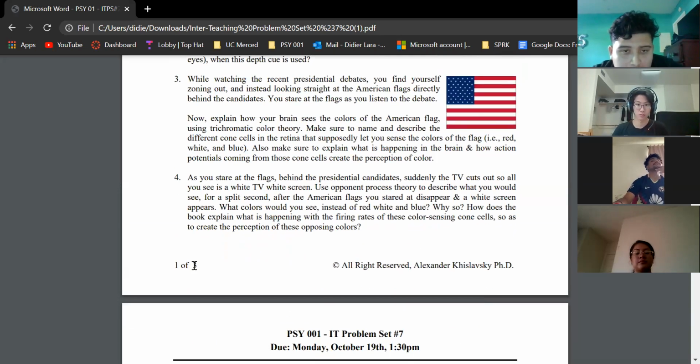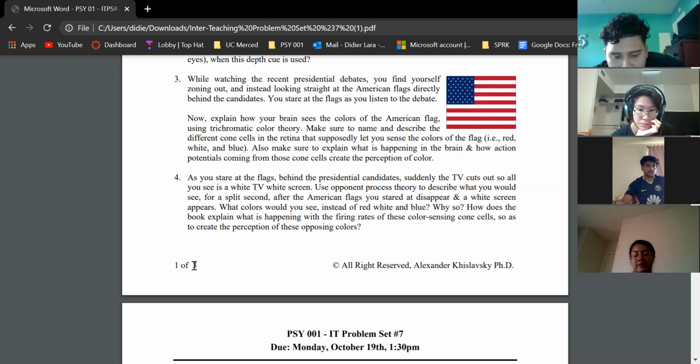Number 4 is that as you stare at the flags behind the candidates, suddenly the TV cuts out, so all you see on the TV is white. Use the opponent process theory to describe what you will see for a split second. What colors would you see instead of red, white, and blue? Why would you see that? How does the book explain what is happening? It's the firing rates of these color sensing cone cells that create the perception of these opposing colors.